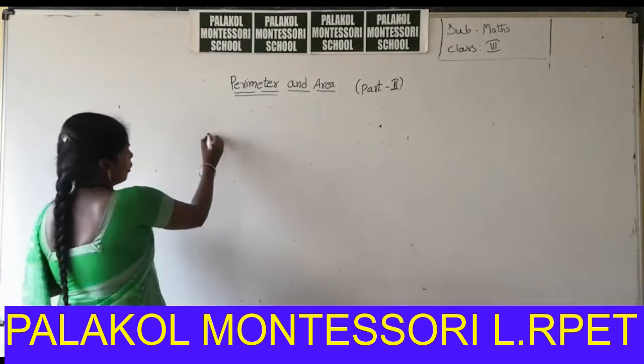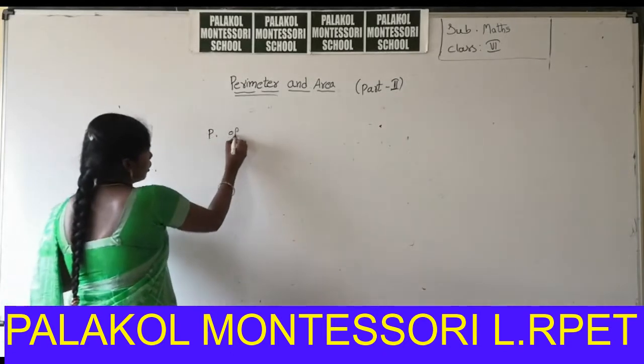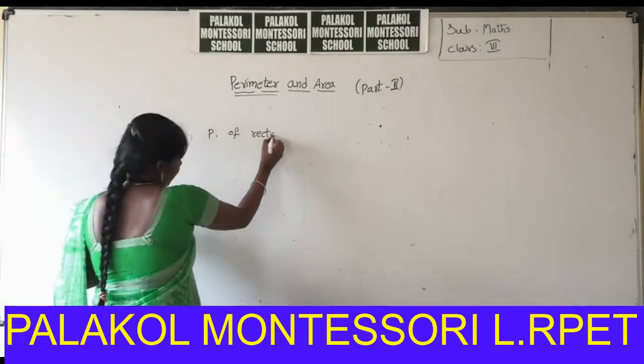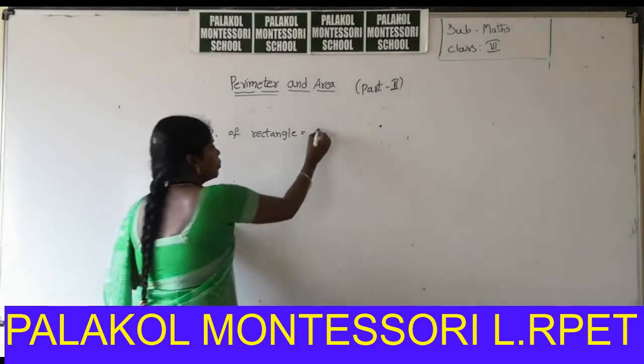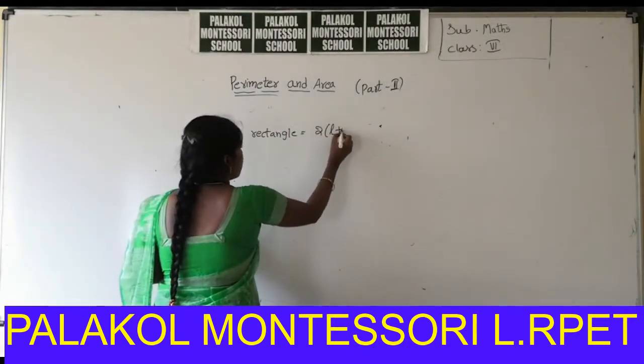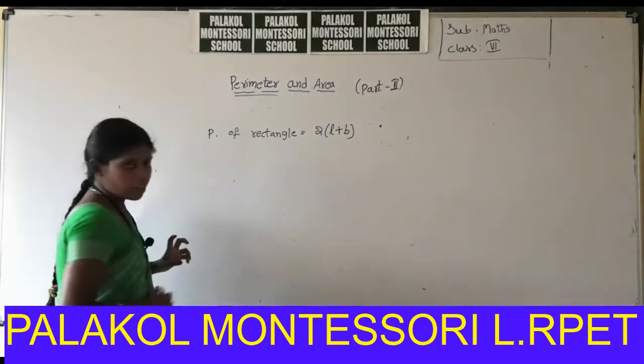What is the perimeter of the rectangle formula? Again I can explain. The formula for a rectangle is 2 into bracket of L plus B. This is a very important formula.